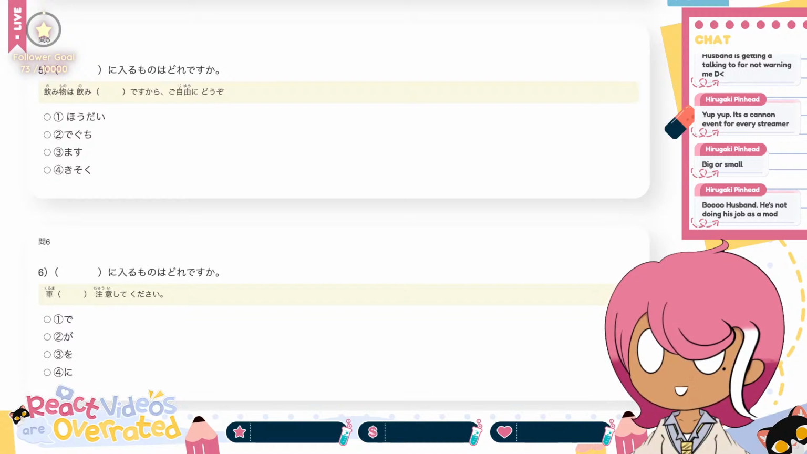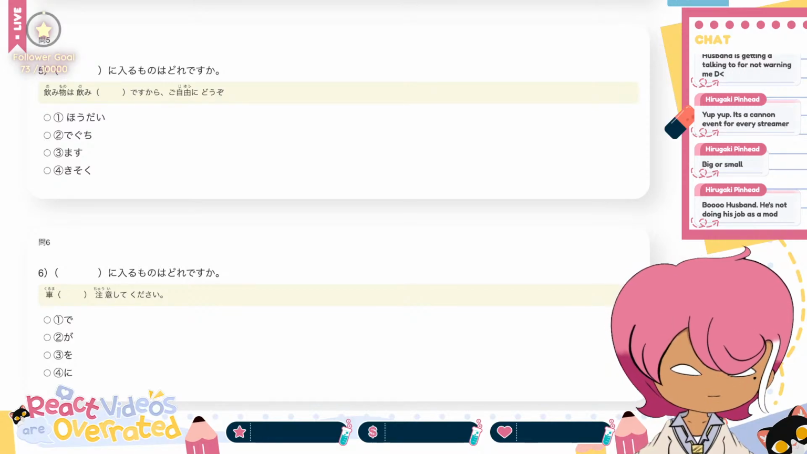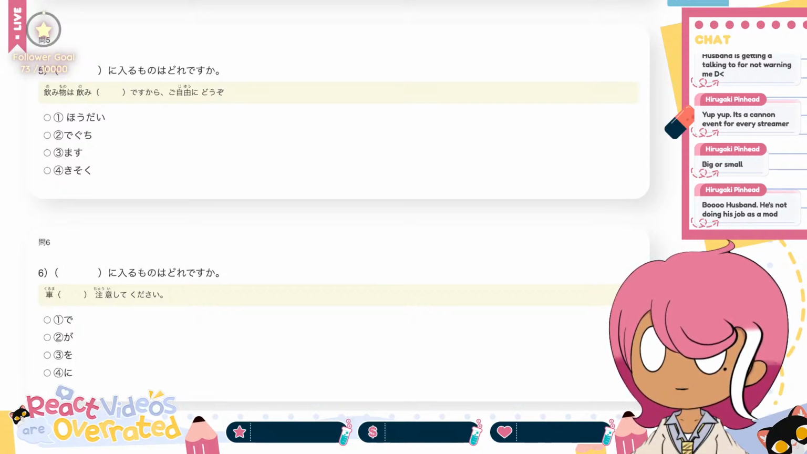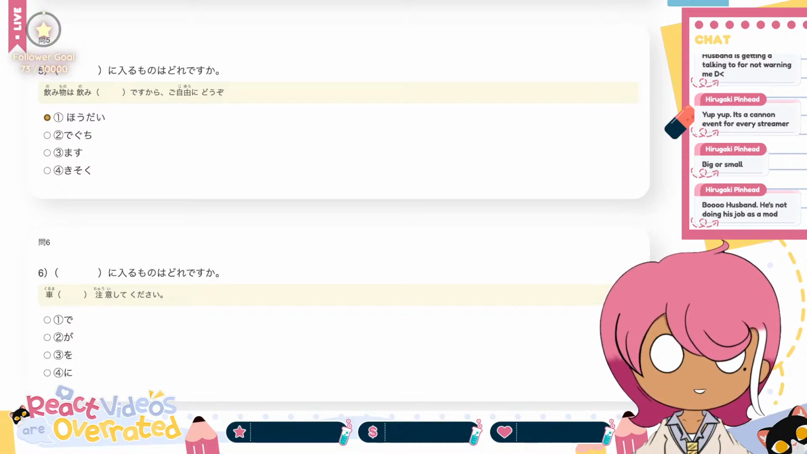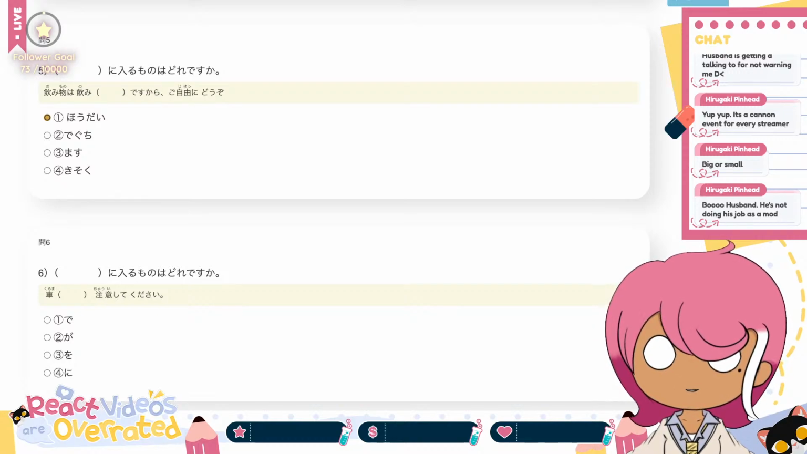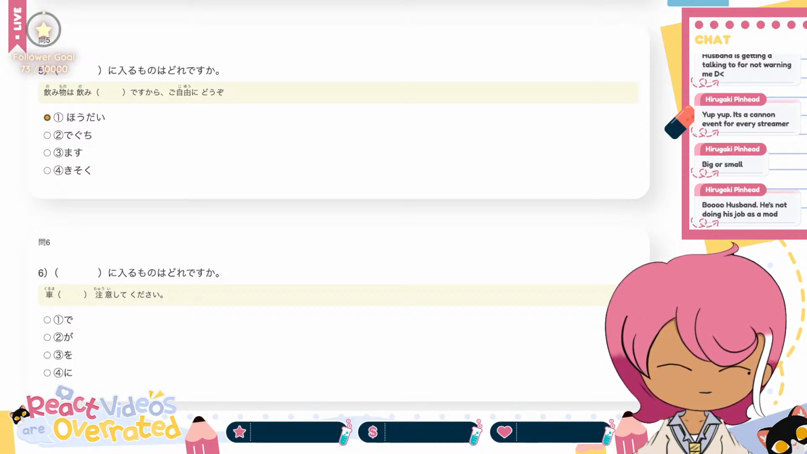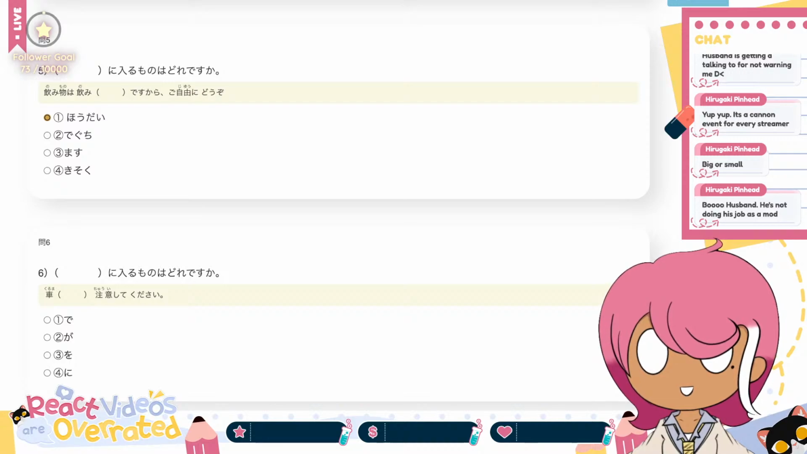飲み物は飲み放題です。5時にどうぞ。I want to say hodai because nomi hodai is like a drinking party. But let's see what that last part means. Go. G. You. Ni. Do. Zo. Please enjoy at 5. I think that's right. It's like happy hour.